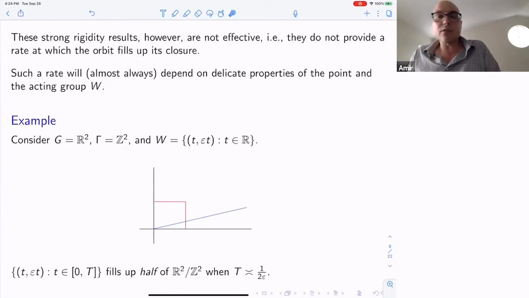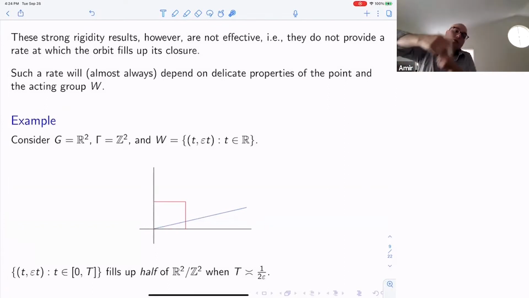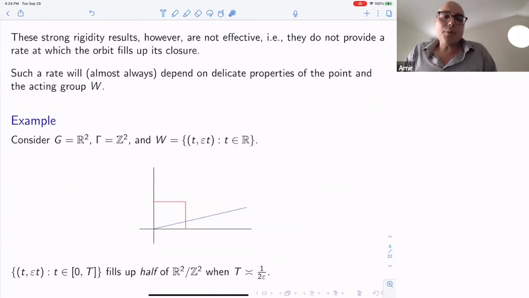So if you have a line whose slope is epsilon and you only catch the piece of the orbit which is of length 1/2 times epsilon, then you have only filled up half the torus. And why is this? What's responsible for this is this closed subtorus. You're too close to this closed subtorus, and this algebraic Diophantine property prevents you from going everywhere in the space unless you wait long enough.